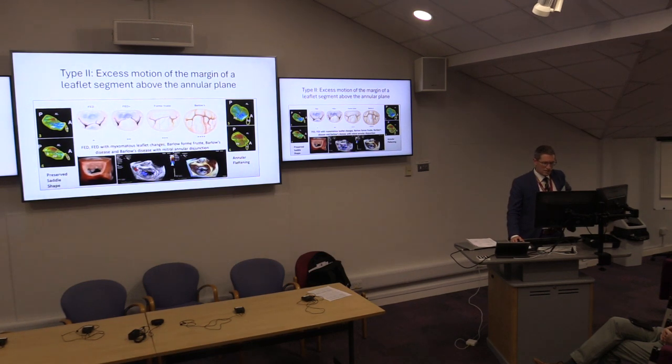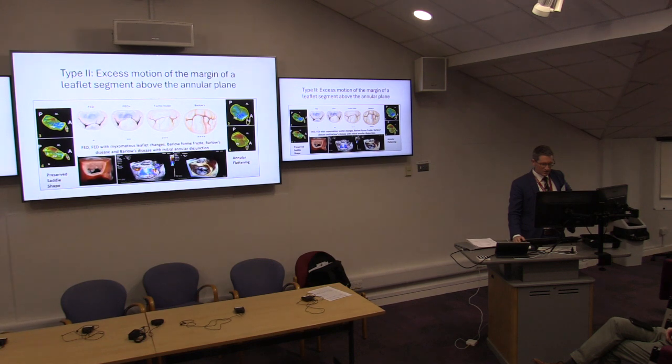On to type 2. As we've talked about, this is excess motion of the margin, so this is prolapse. This can start with just fibroelastic deficiency affecting perhaps just one segment, right the way through to a more extreme version where you've got multi-segment prolapse and a Barlow's valve. And this is just one example. This is a fairly nice example of a P2 prolapse with a flail segment. And you can see there's probably also prolapse involving part of P3, but the flail is in P2, that's where your money is. And there's clearly a lot of mitral regurgitation, and that will be directed anteriorly.